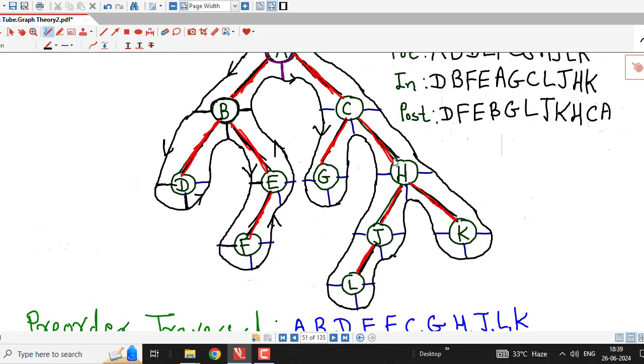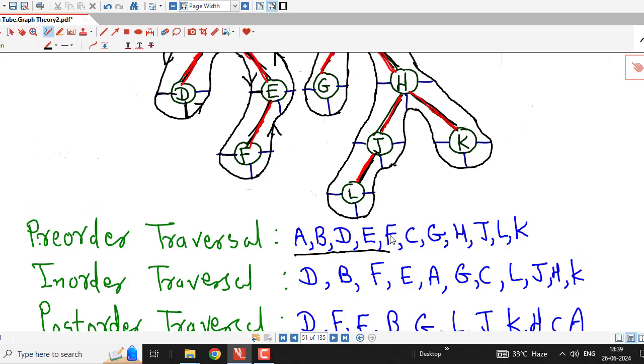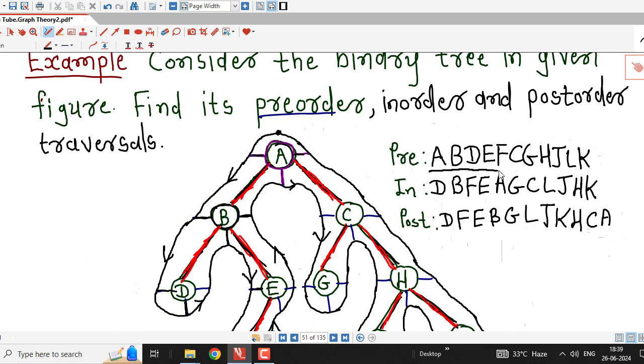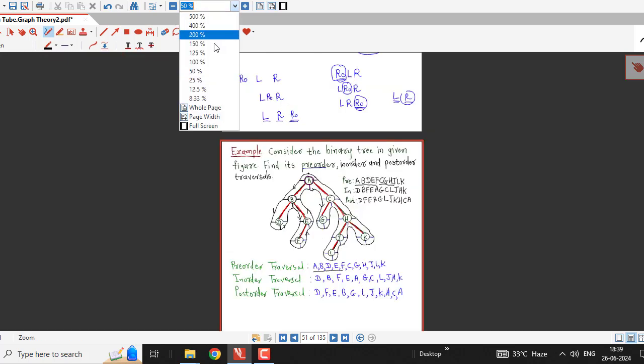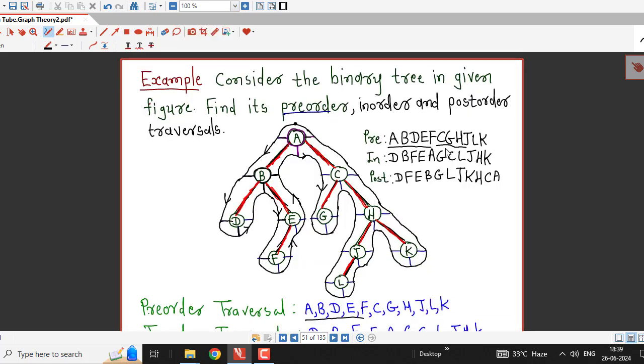Now we can compare both the answers. They must be the same if we have done all the things correctly. We can compare the pre-order traversal. Here I have A, B, D, E, F. Let me check here. Here also I have A, B, D, E, F. Then C, G, H, or we can minimize this. We can check our answers. So you can see here I have C, G, H, J, L, K.